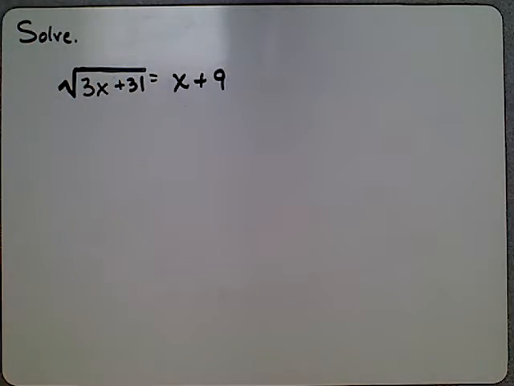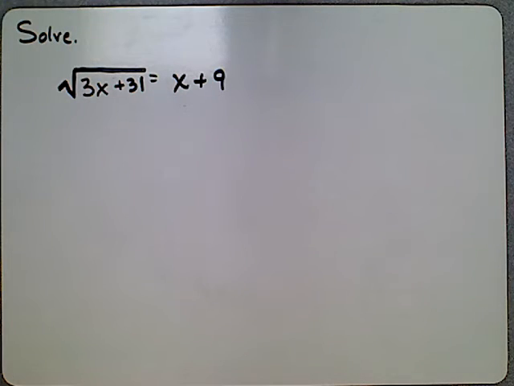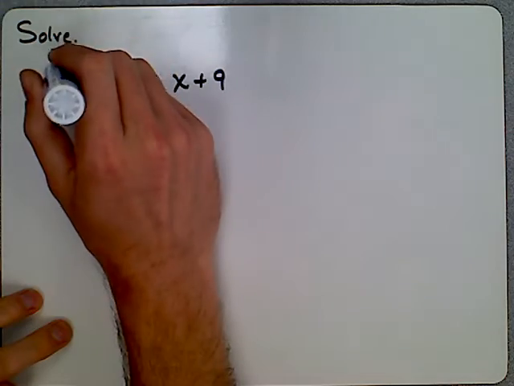In this video I'm going to be solving an equation that involves a radical. Here we have a variable under the radical, the 3x plus 31. We're solving the square root equation first by trying to isolate the square root. In this example, the square root is already isolated on the left side. So what we want to do here is square both sides.